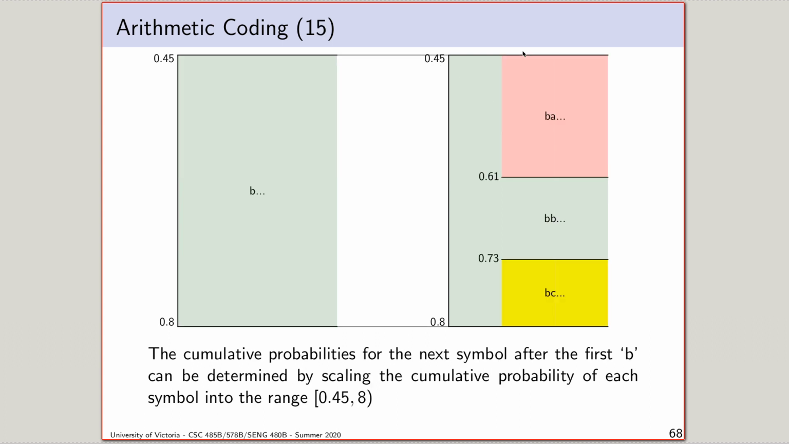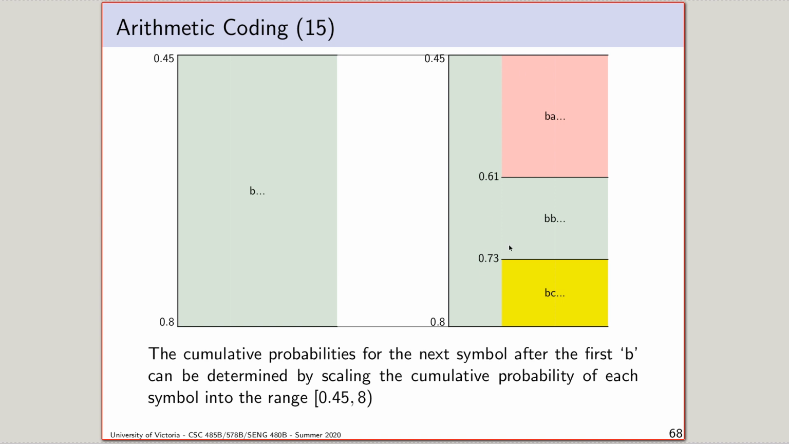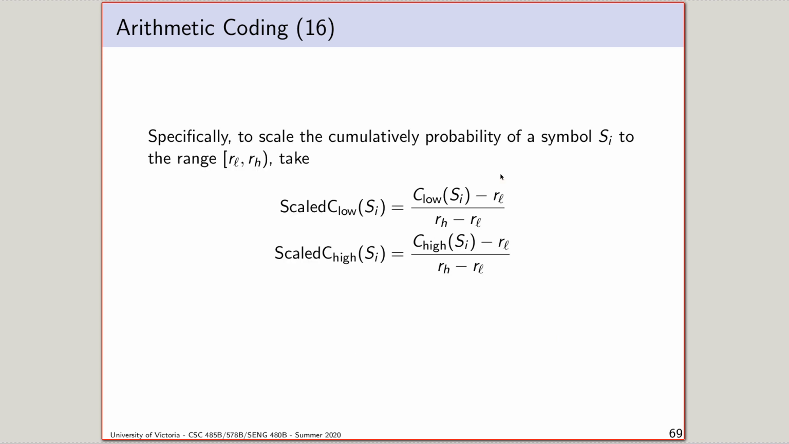Here I've zoomed in on B, and I then take this initial thing and scale it into the range 0.45 to 0.8. And then I look at the next symbol, which is A, which is the first 0.45 of my window, which is up to here, so 0.61.